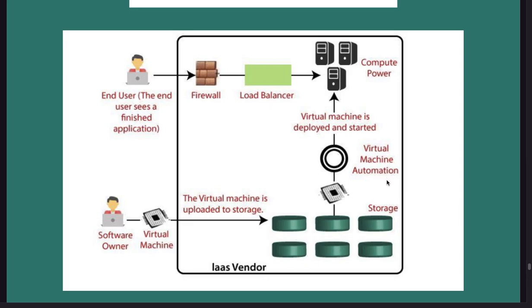And our virtual machine automation is also managed by the vendor, and the virtual machine is developed and started, and then the compute power, the load balancer and firewall. So all these things will be managed by the vendor, and then the user will interact with our application or software. So this is the overview image of infrastructure as a service.